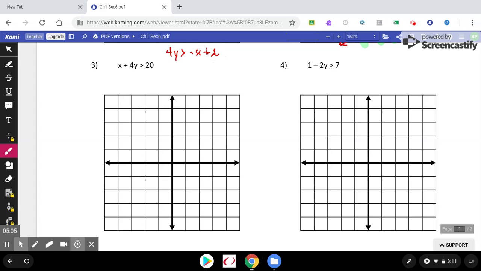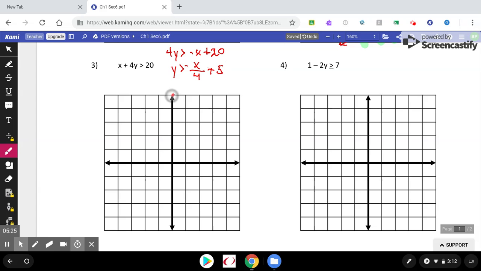How do I get rid of the 4? I divide. So divide by 4 down to y. There's no number to divide by 4, but we better keep track of that negative sign. And if I divide the 20 by 4, I get 5. And there we go. We got slope-intercept form.